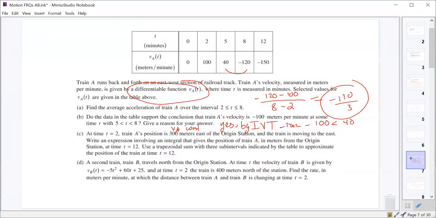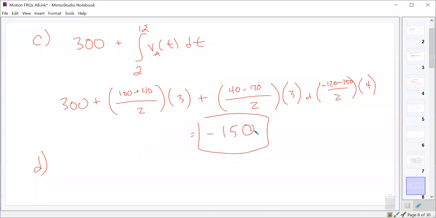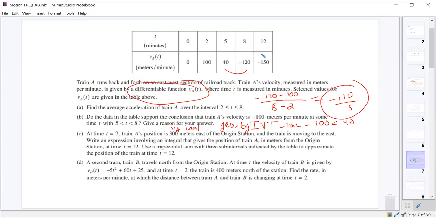Okay. And the last part is a second train is traveling north from origin station. Oh, we should, just for fun, we could write negative 150, or we could say 150 meters west of origin station. It was traveling east at that time, but then it started traveling back west because the velocity became negative. So at 2, when it had a positive velocity, it was traveling east, so a negative velocity would be traveling back to the west.